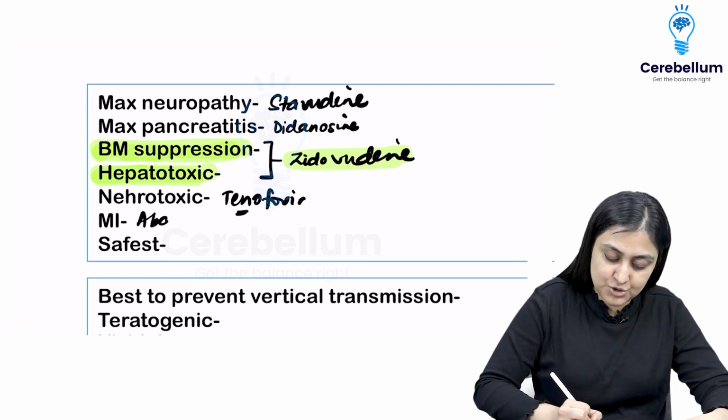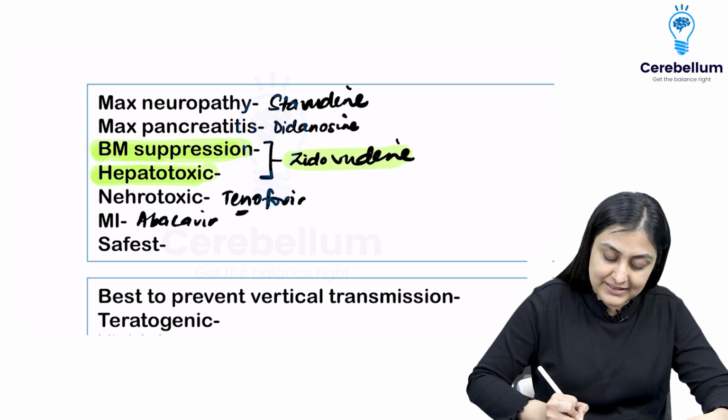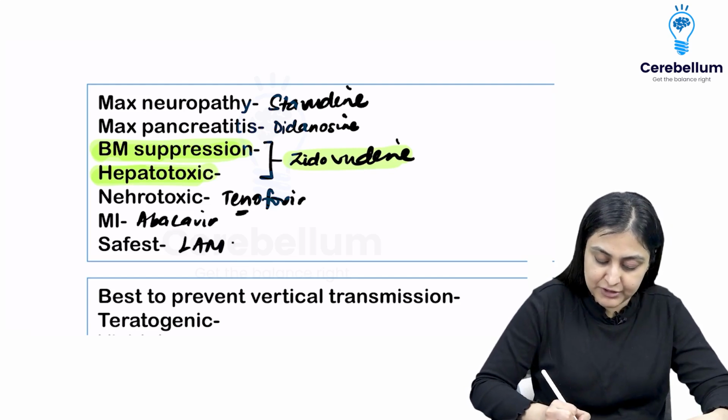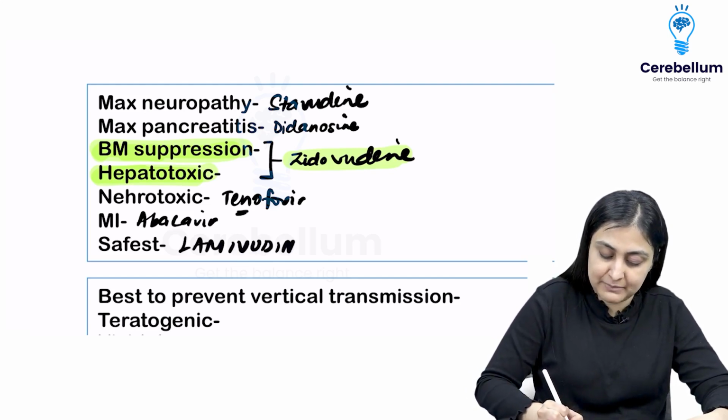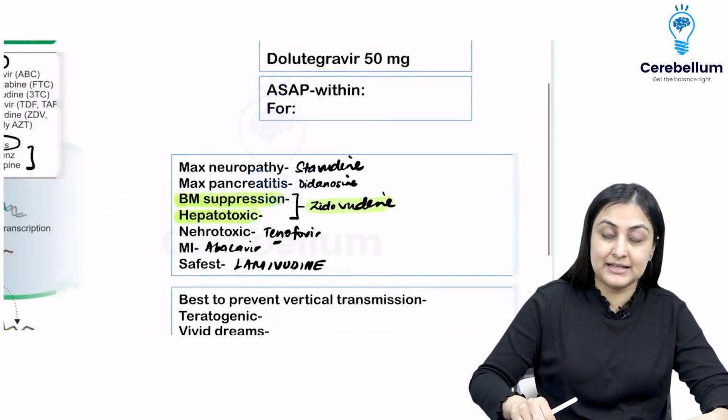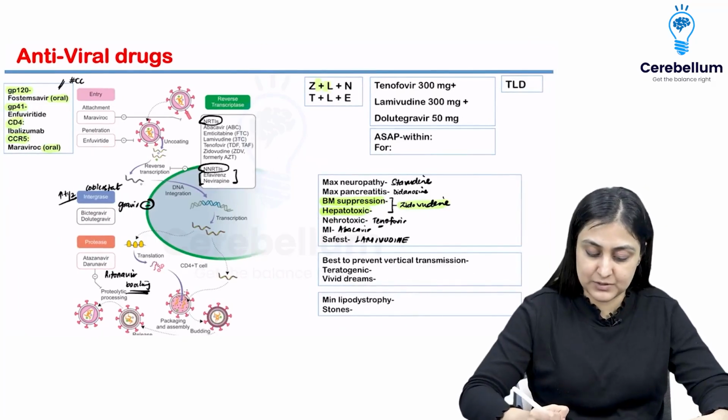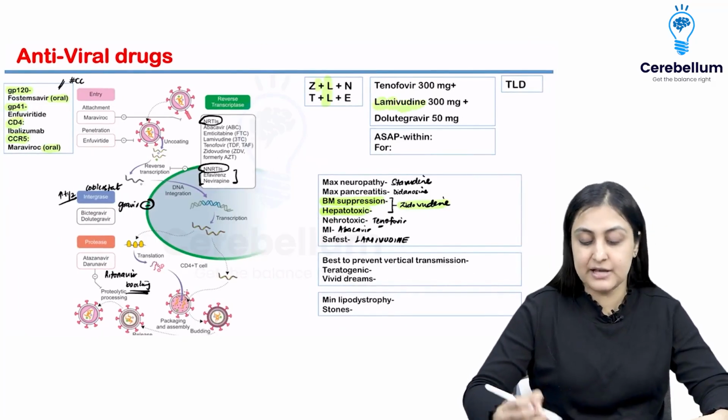MI is associated with abacavir, and the safest is lamivudine. Okay, so the safest drug here is lamivudine, and that is why you will see that it figures in all regimens. No matter what, it always figures.